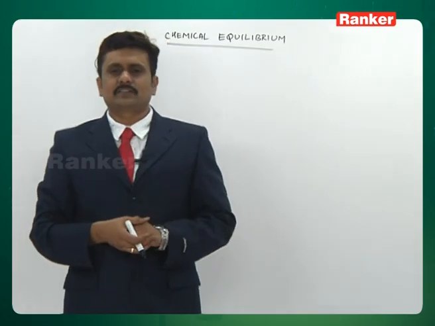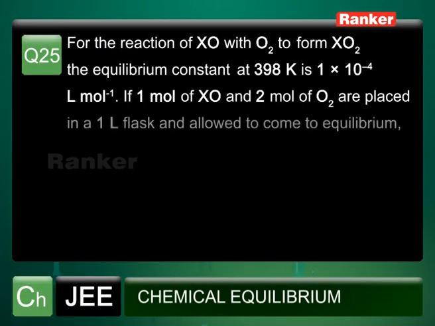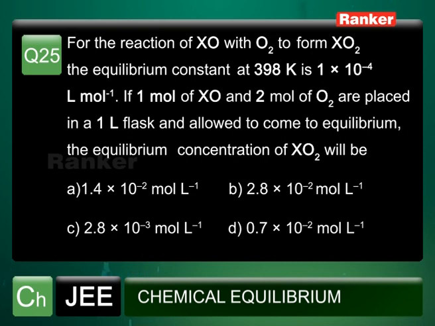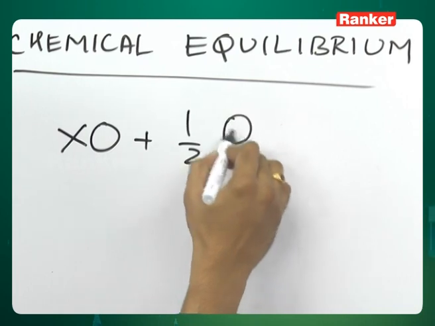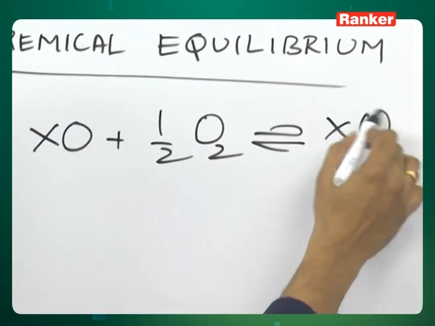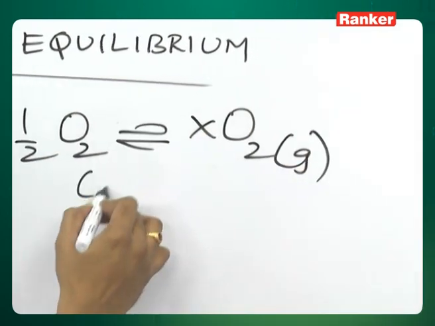For the reaction XO with O2 to form XO2, the equilibrium constant is given to us, that is Kc is given to us as 1 into 10 power minus 4 mole per liter. If 1 mole of XO and 2 mole of O2 are placed in a 1 liter flask and allowed to come to equilibrium, at equilibrium the concentration of XO2 is asked. So, when we write the concerned equilibrium reaction, we will assume that all are gases.